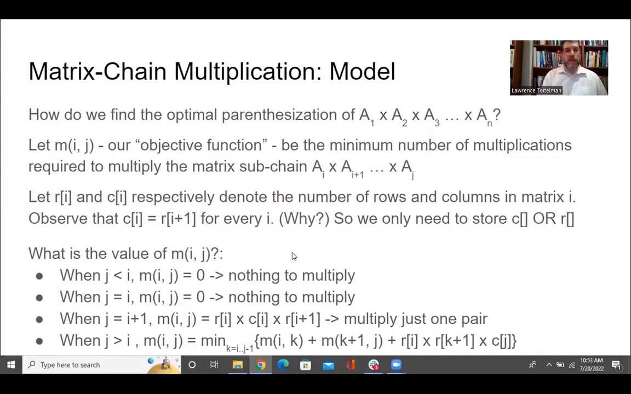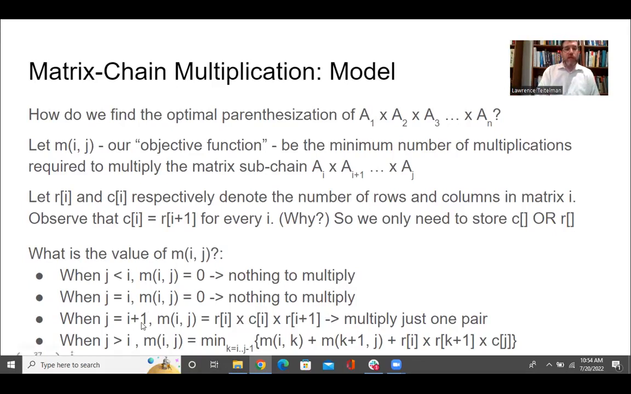What about the next case, when J and I are the same? So now there is such a chain. It's possible to have a chain with one matrix in it. So why does it still say nothing to multiply? Because I have one matrix. So I do have numbers, I have a matrix, but it's one matrix. When I have one matrix, there's nothing to multiply.